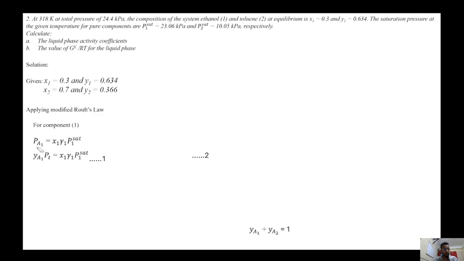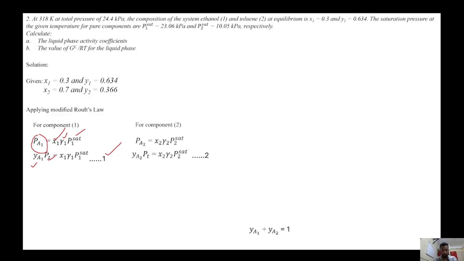For component 1, the partial pressure of component 1 is equal to the mole fraction times the activity coefficient of component 1 times the pure saturation pressure of component 1. Partial pressure can be written as mole fraction times total pressure. Write it as equation 1. This is a very important concept. In 2014, IIT Kharagpur asked a very good question on this topic, and we will solve those questions as well. You will understand this concept right here, right now.